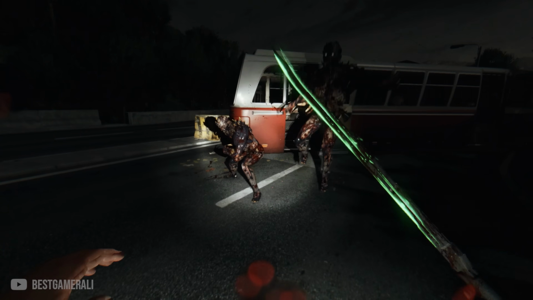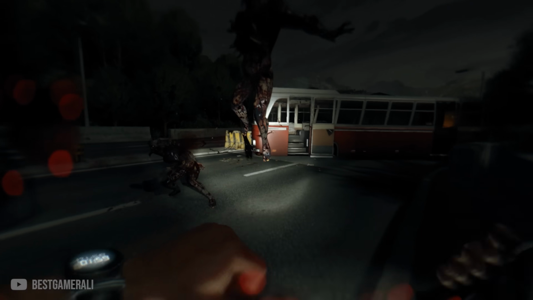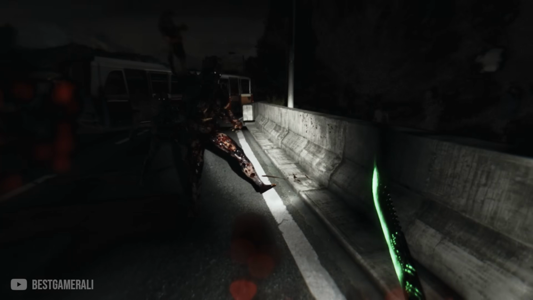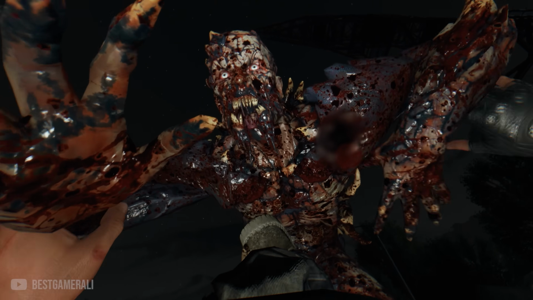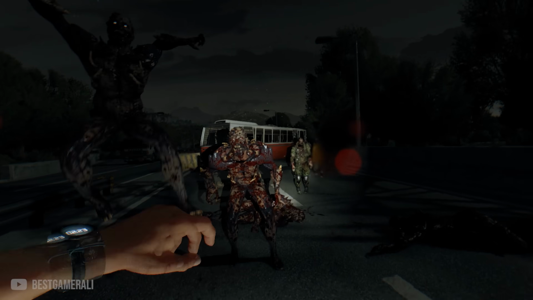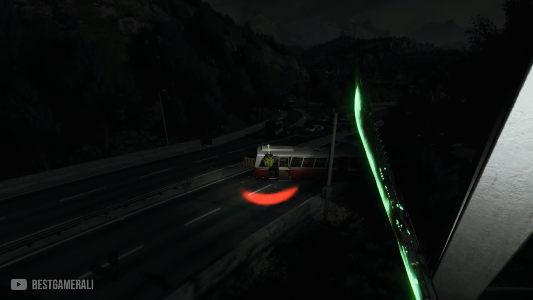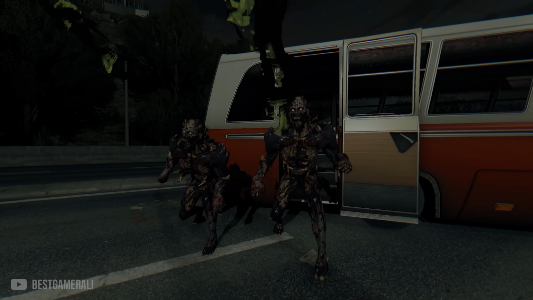Now other than that, there's actually a good reason why these were called Alpha Volatiles. Firstly, they were faster, stronger, more resistant to attacks, plus they could pounce on you from a huge distance and even spit at you. And the most dangerous skill was them being able to see the player even with the camouflage on.